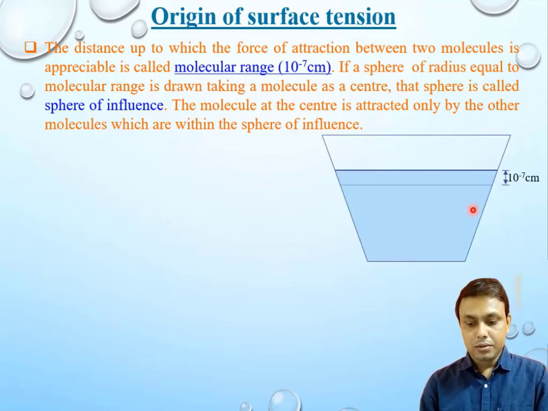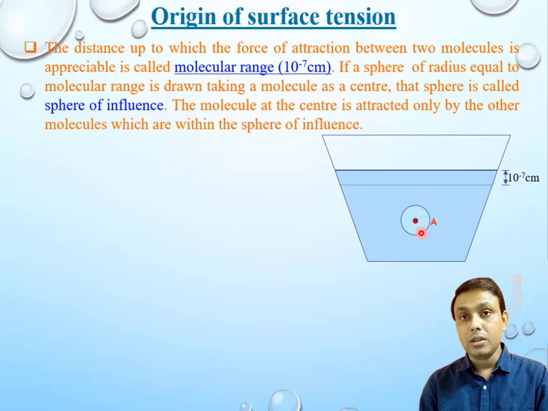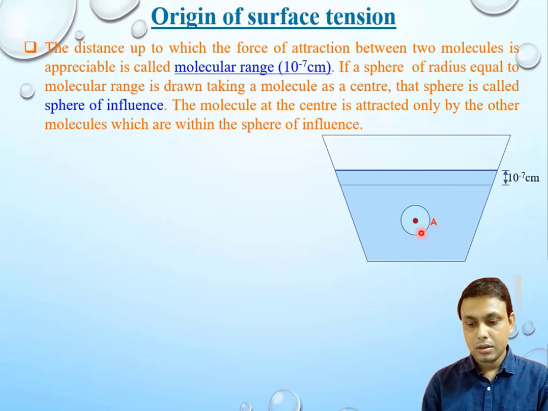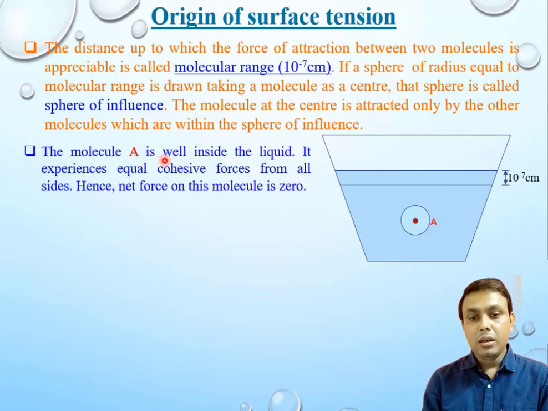Now in this figure, this is a liquid molecule A and this is the sphere of influence. So the molecule A is well inside the liquid. It experiences equal cohesive forces from all sides. Hence, the net force on this molecule is 0.